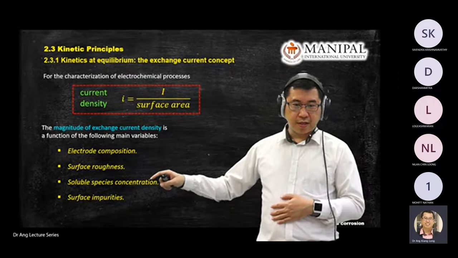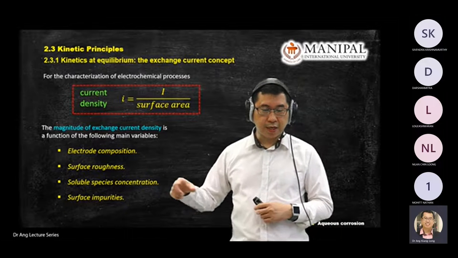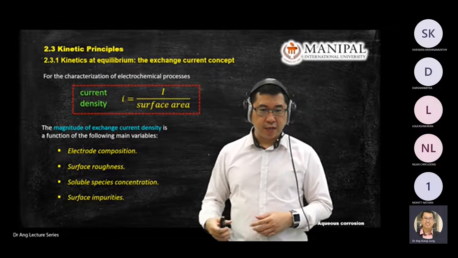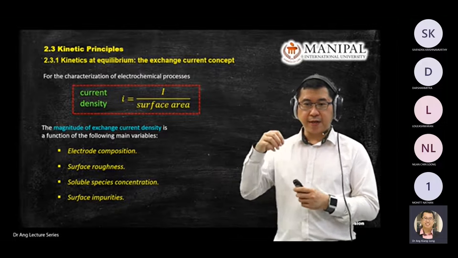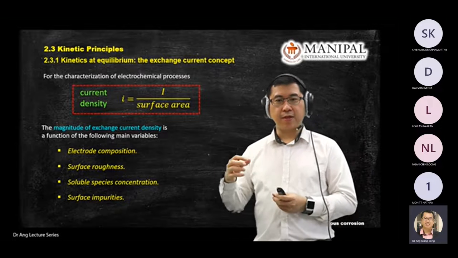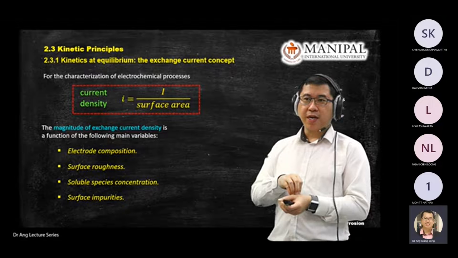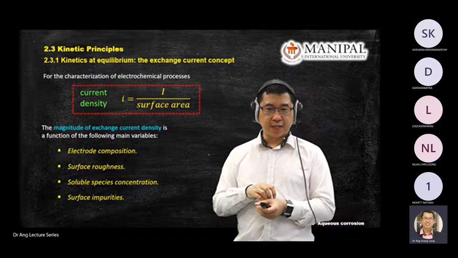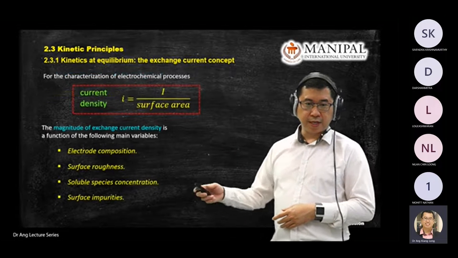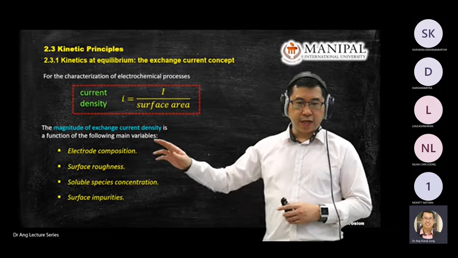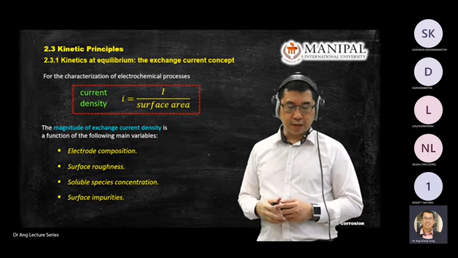Soluble species. This one is more on the chemical solution itself, so the species and charges inside the solution. Surface impurity. Let's say you have an impurity, meaning you have an alien atom on the surface. This alien atom will either energize the process or slow it down. So these are the four main areas that control this equation, especially for current density.